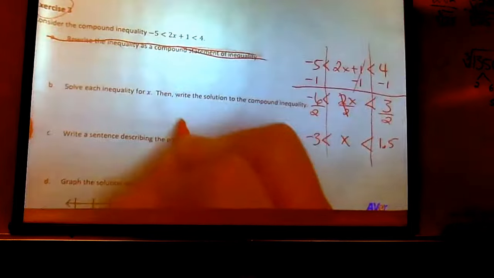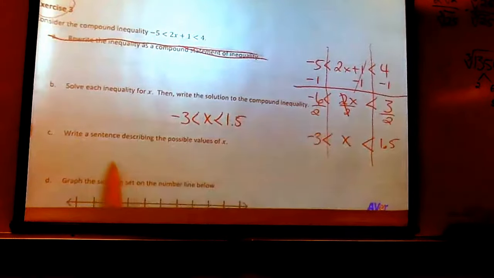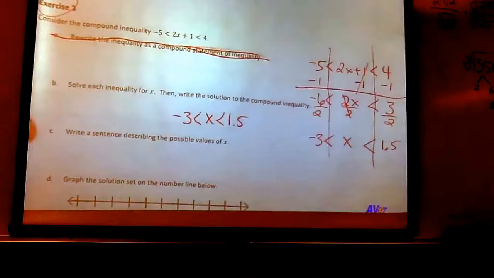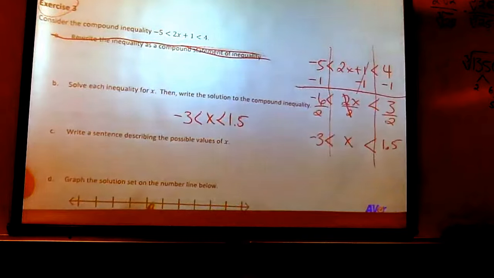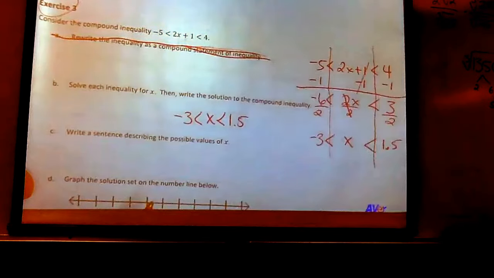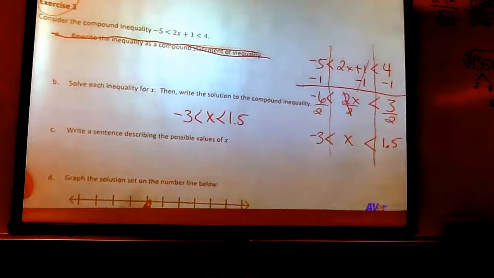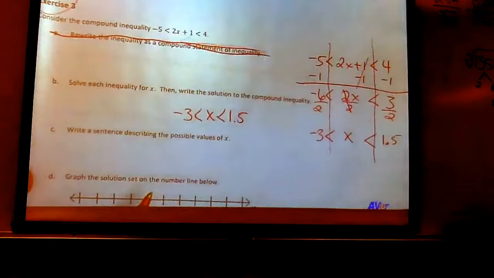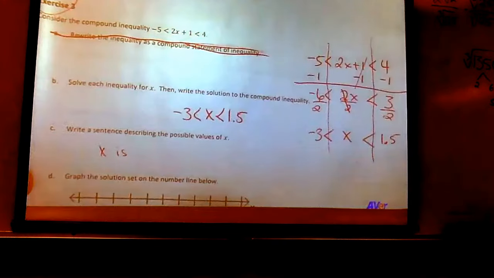So the solution would just be negative 3 is less than x is less than 1.5. Write a sentence describing the possible values of x. Do you know what the possible values of x would be? Are you with me? X is what? Greater than.